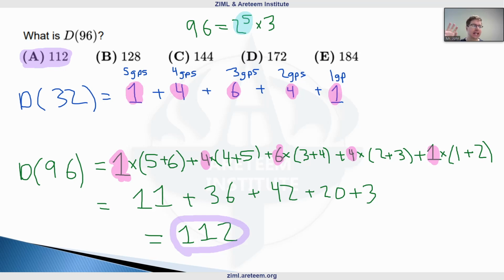So really just thinking carefully and working through piece by piece got us to the answer there. Focusing on, okay, 96 has a bunch of 2's and a 3. Let's try to use that to our advantage in terms of the prime factorization.